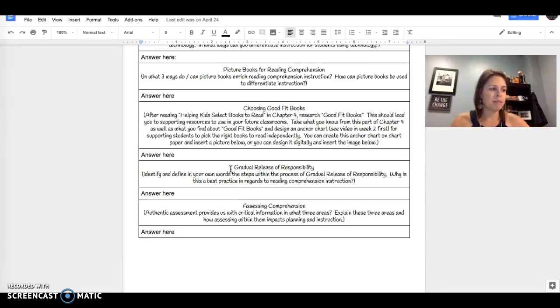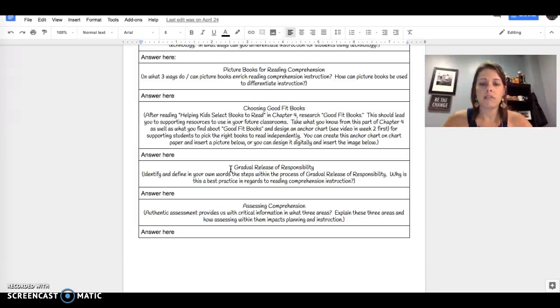Gradual release of responsibility. I want you in chapter 5 to take a look at the information for gradual release of responsibility. In some of your other classes, you may have heard this referred to as I do, we do, you do. Very simply, it means just that. I do first, so I'm the model. We do, so we do it together, a shared experience. And then you do is the independent application part.